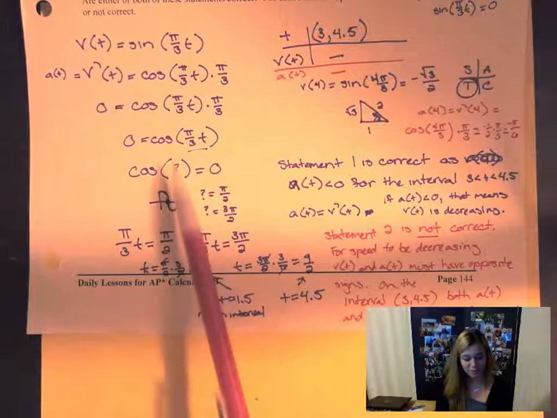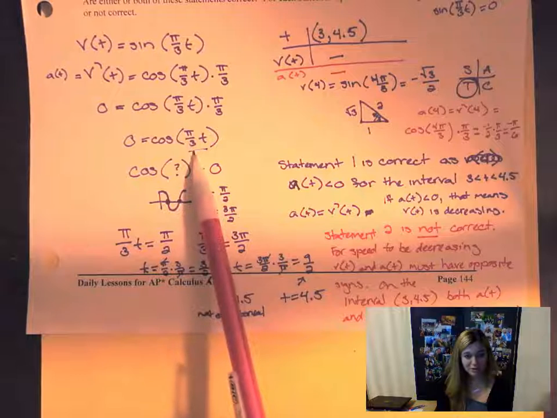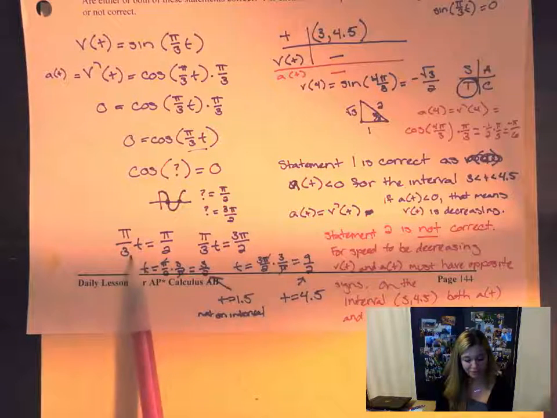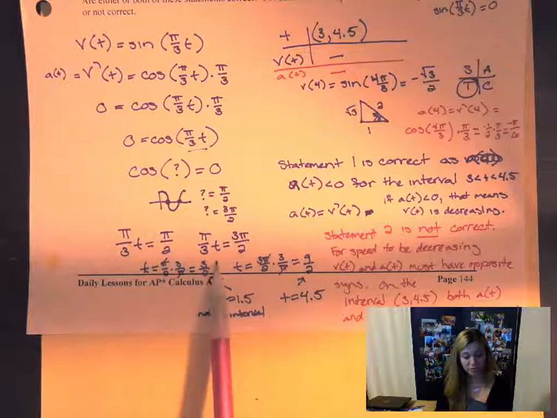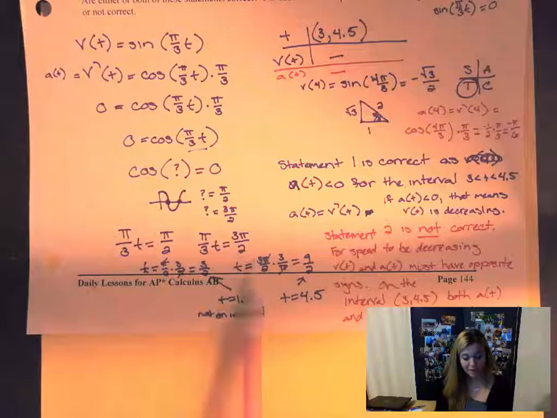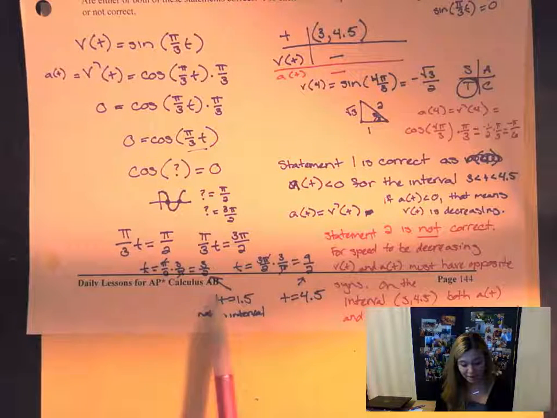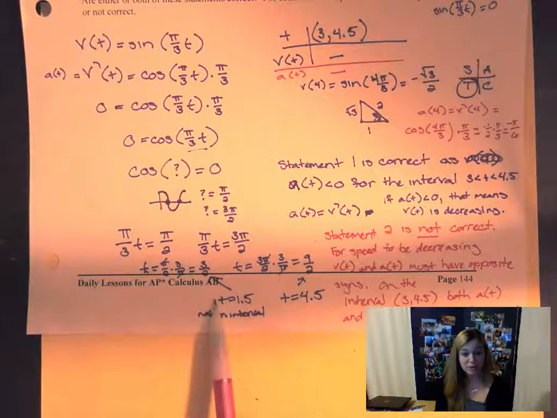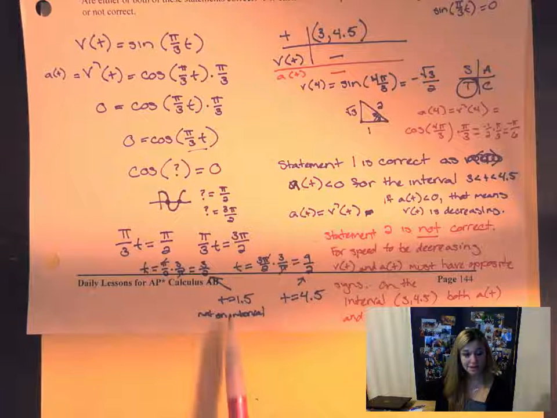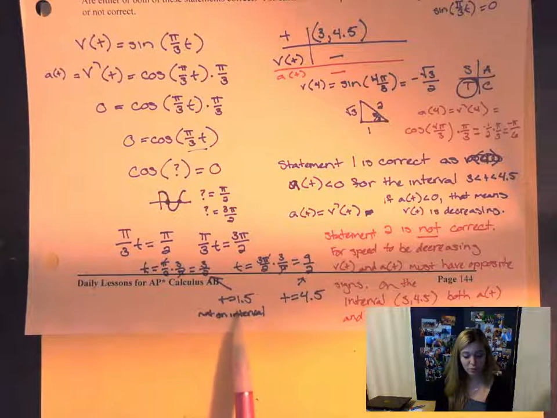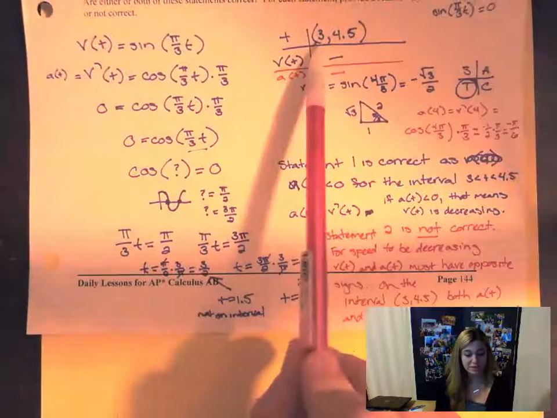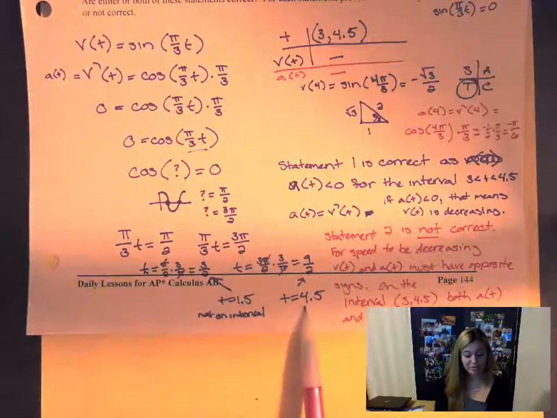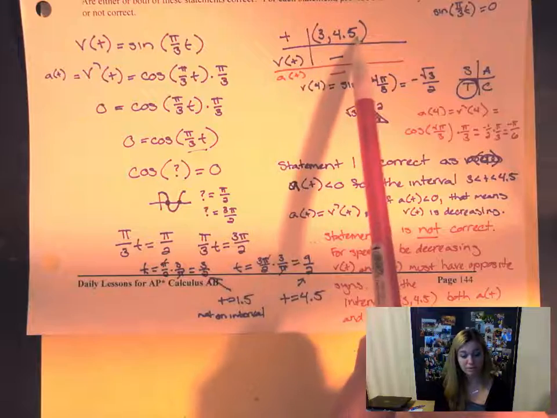But the inside wasn't just a question mark, it was pi over 3t. So I set pi over 3t equal to pi over 2, pi over 3t equal to 3 pi over 2, and then I get that the time that acceleration is 0 and could be changing from positive to negative or negative to positive is at 1.5, which is not on this interval, and at 4.5, also not on this interval.